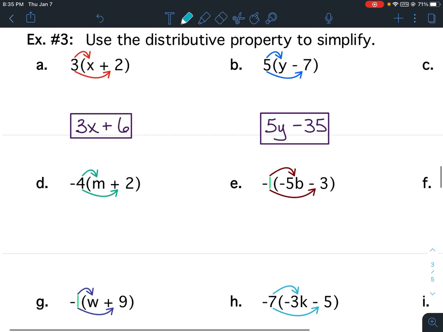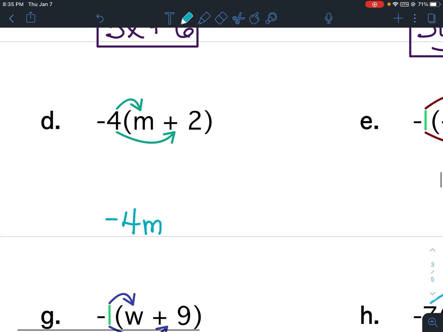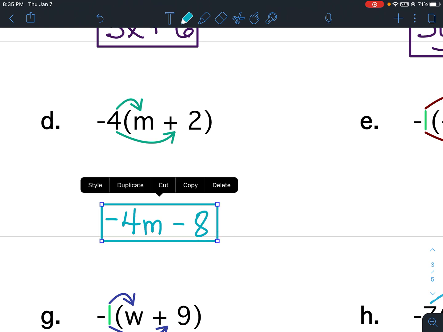For D, negative 4 times m would give me negative 4m. Then negative 4 times positive 2 would give me negative 8. Notice how I'm not putting plus negative 8. If it's a negative number, you just put minus 8. So negative 4m minus 8.